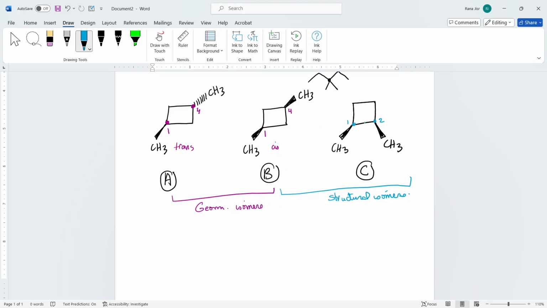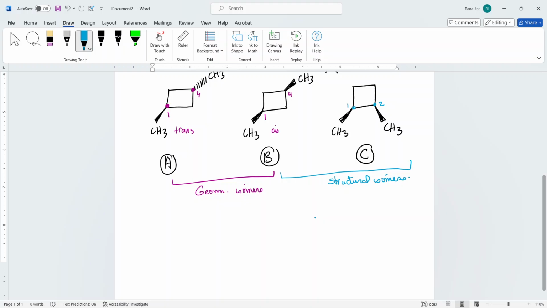When the connectivity is the same and the orientation is different, then these are geometrical isomers. When the connectivity is different, I don't care about the orientation. Different connectivity, then these two are structural isomers. So B and C are structural isomers. A and C are also structural isomers. So the only ones that are geometrical isomers are the 1, 4, which is the cis and the trans.